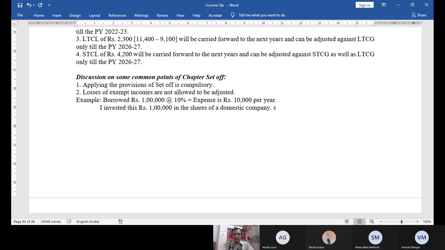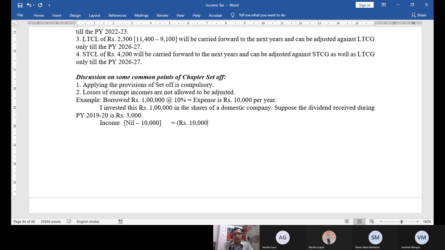So technically, suppose the dividend received during the previous year 2019-20 is rupees 3,000. What is my income? Tax free, 3,000 tax free. So I will write nil. But how much is my expenditure? 10,000. The income is tax free, but technically your expenditure is 10,000.